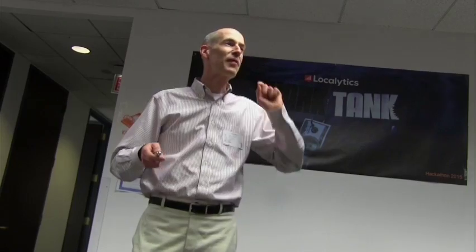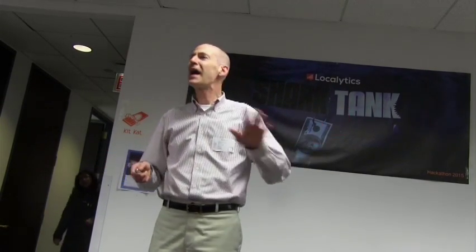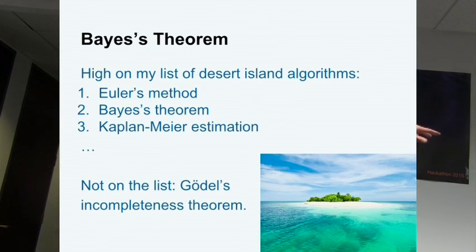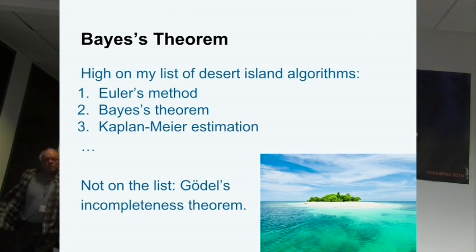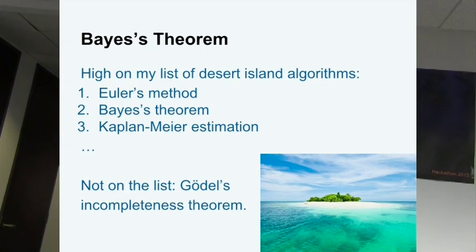Bayes' theorem is on my list of desert island algorithms. These are things I believe that I could have invented given enough time and no resources. I came up with Euler's method all by myself. I invented Kaplan-Meier estimation about 20 years after it was invented. And I think I would have come up with Bayes' theorem. The thing I would not have come up with is Gödel's incompleteness theorem. No one would have come up with Gödel's incompleteness theorem.